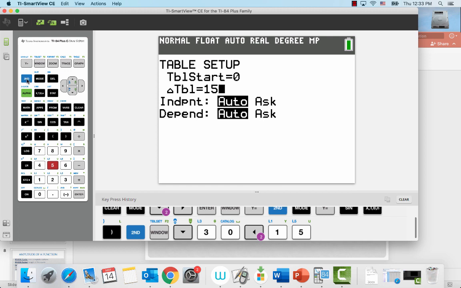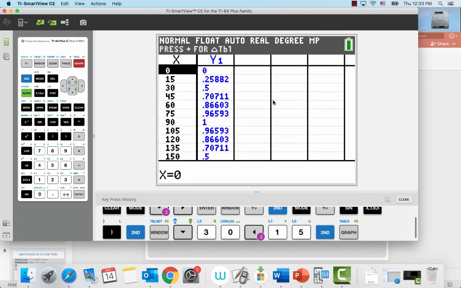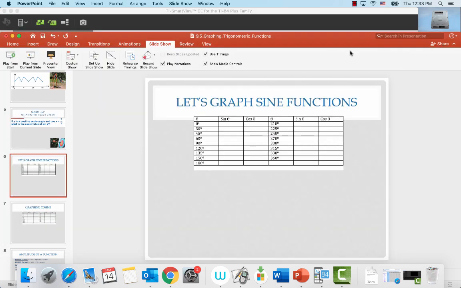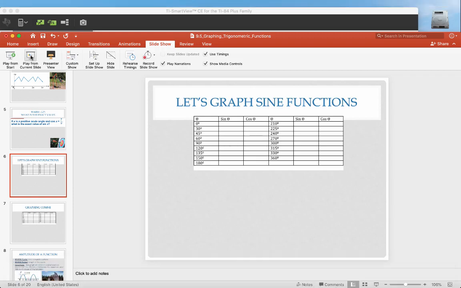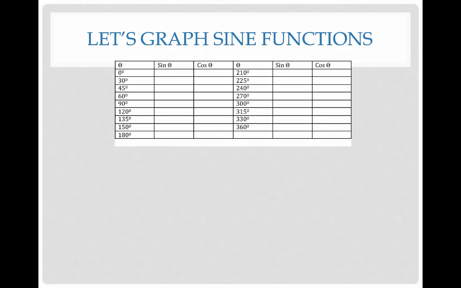Sure, why not? And now when I look at the table, I'm really focused on 30 is 0.5, 45 is 0.707, 60 is 0.866, 90 is 1, 120 is 0.866. We can get those off your calculator. Leave those there for you. And then let's fill a few things in here and see what we're talking about.